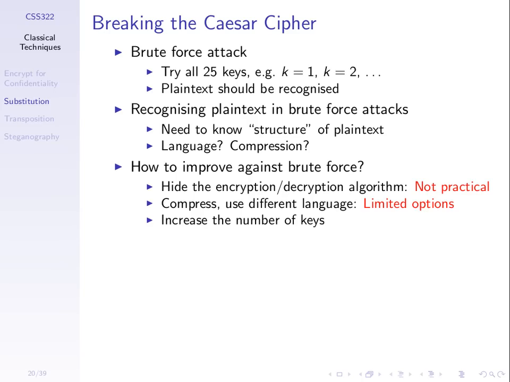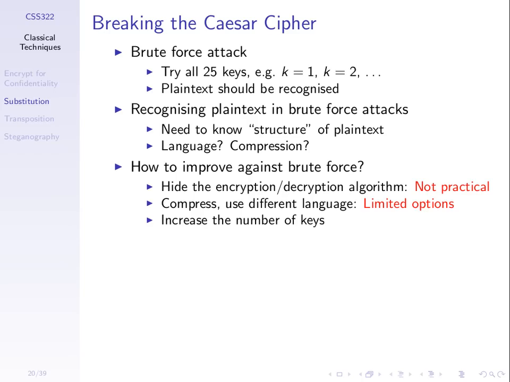Some people say, well, don't tell anyone what encryption algorithm you used. But again, usually there are only a limited set of algorithms, so someone can guess even if you don't know. Compress or use a different language. Okay, what if you don't know what language the plaintext is? Again, there are only a limited set, and usually with some context of who's communicating, you can work out what the language is.